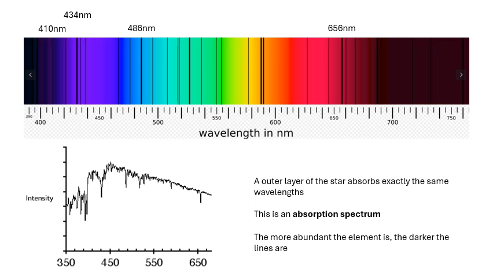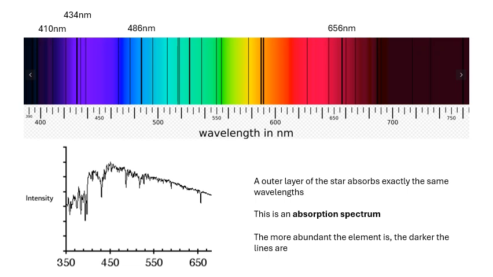So we see very dark lines at 656 nanometers and 486 nanometers, etc. And that tells me that the sun contains a lot of hydrogen. Yes, because those lines are in the hydrogen spectrum. And it's the outer layer of the sun which is absorbing exactly the same wavelengths. So we have an emission spectrum and we have an absorption spectrum. And the more abundant the element is, the darker the lines are.